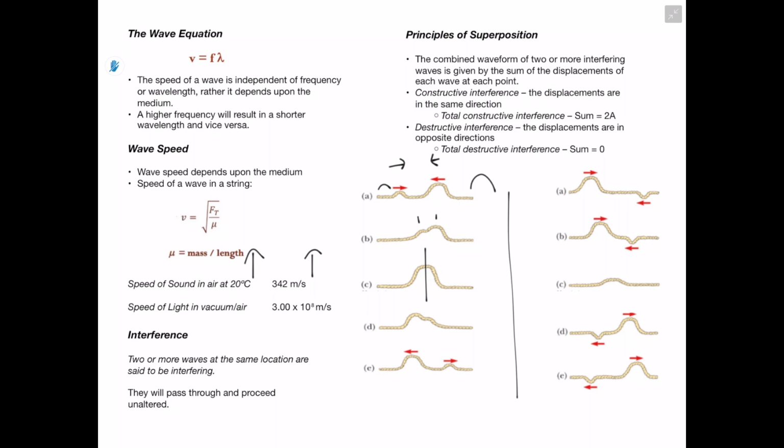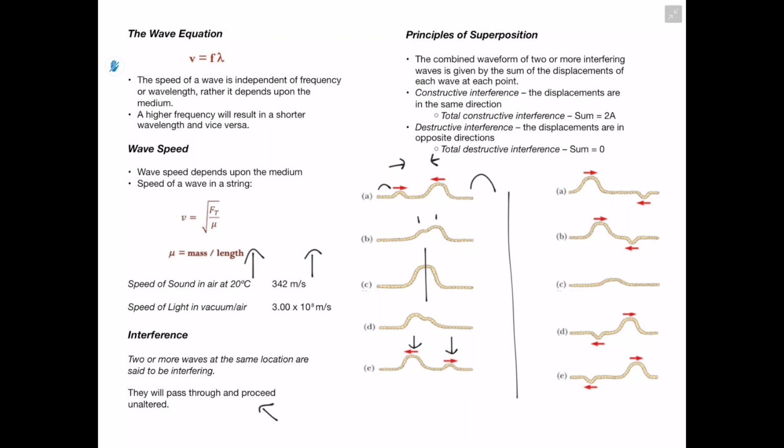But then what's important to realize is after the waves continue away from this point of interference, we see that we once again have our initial waves, and basically the waves are going to act as if nothing had happened to begin with. We made this point over here that they're going to pass through and proceed unaltered. So really the only difference is going to be at the actual point of interference.